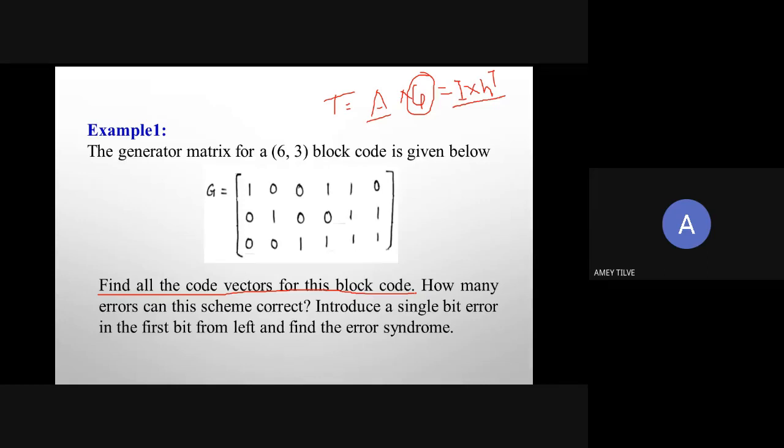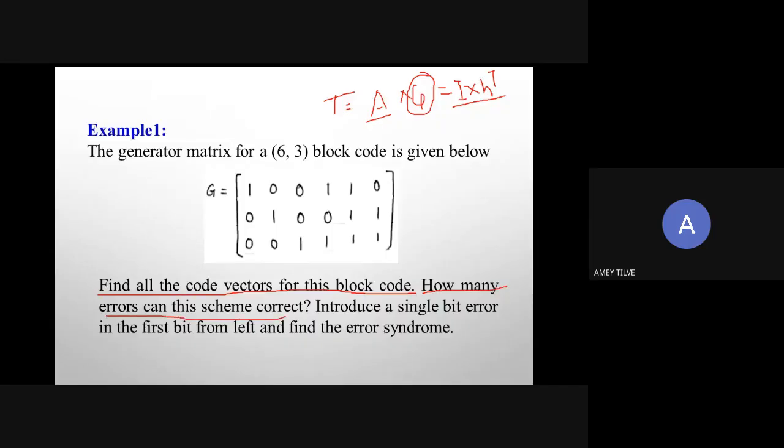So there will be so many codes, right? In this particular message there will be so many code vectors which are present. How many errors can this scheme correct? That is nothing but the properties of your d min. The properties we have learned, property number 1, property number 2, we will introduce over here.